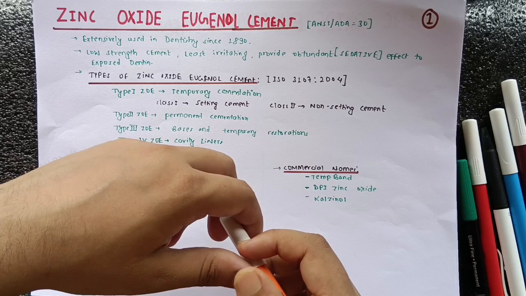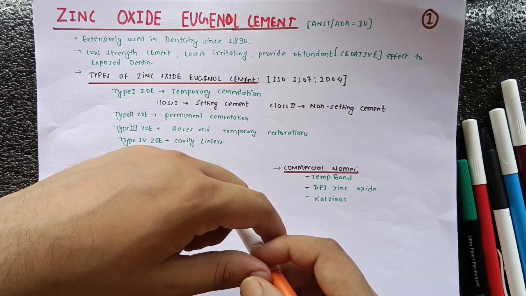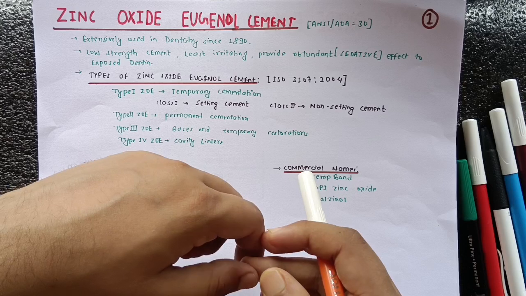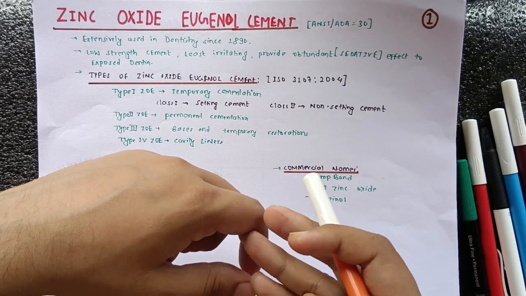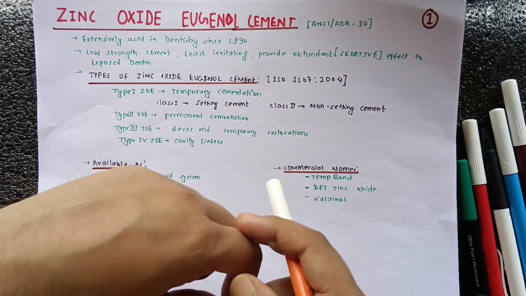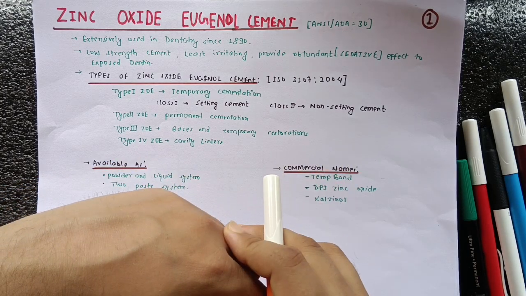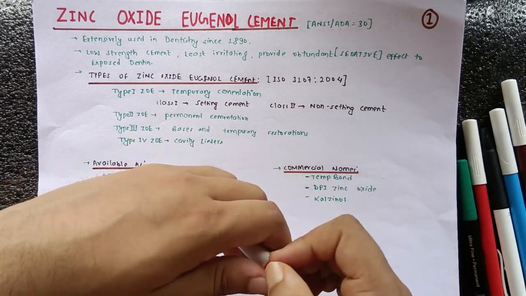So this is part 4 of the dental cement series, and in this video we will be discussing zinc oxide eugenol cement. As in the previous videos, I have discussed silicate cement and zinc phosphate cement. Today we will discuss zinc oxide eugenol cement and cover all the important topics of this chapter. So without delaying much, let's start today's video.